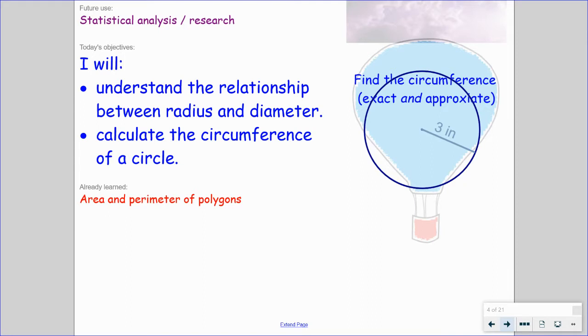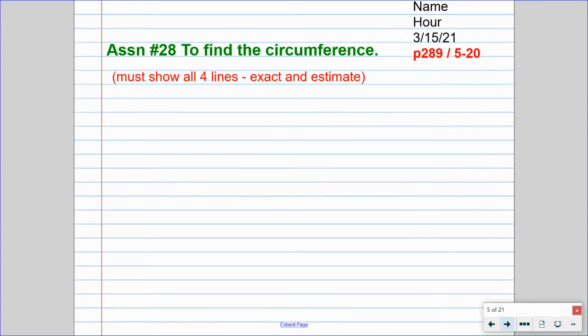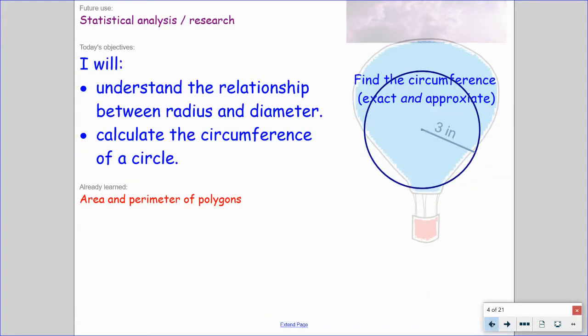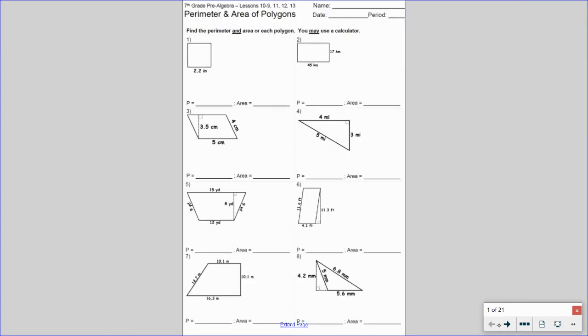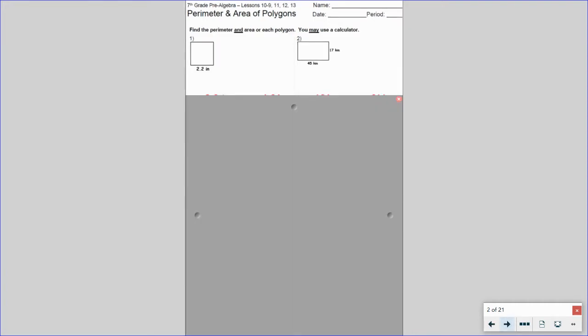Now, what I'm actually going to do in class is review area and perimeter of two-dimensional polygons. That would be two-dimensional shapes with straight edges and angles: squares, rectangles, parallelograms, triangles, trapezoids, and so on. We'll do that in class, and we'll review those answers. If you need to review those answers, you can look at them right now.